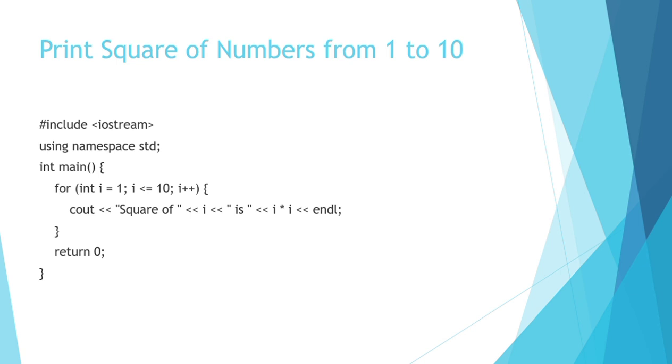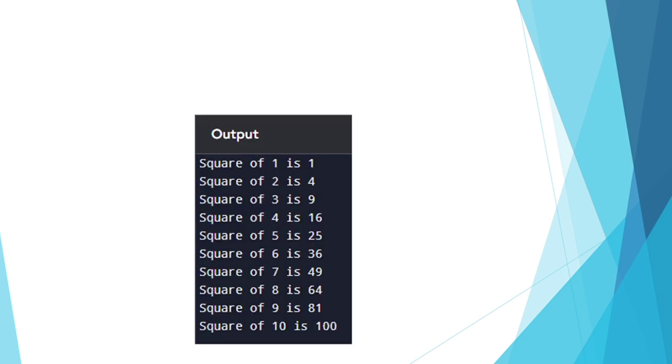For example, during the first iteration where i equals 1, the program will print "Square of 1 is 1". In each iteration of the loop, the program prints the square of the current value of i along with a description. The loop runs 10 times, printing the squares of numbers from 1 to 10. After successful execution, the output of the program will be this.